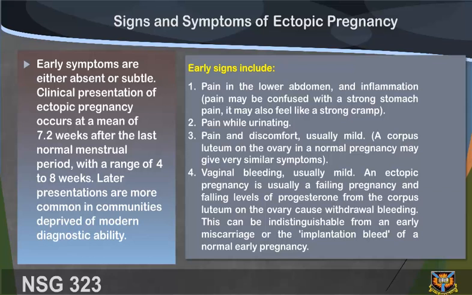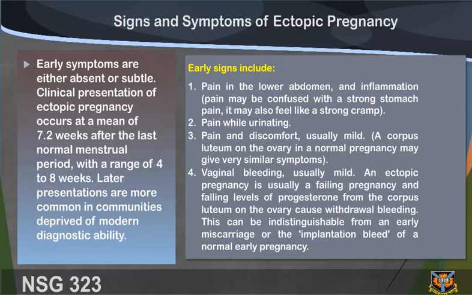Clinical presentation of ectopic pregnancy occurs at a mean of 7.2 weeks after the last normal menstrual period, with a range of 4 to 8 weeks. Later presentations are more common in communities deprived of modern diagnostic ability. Early signs include: 1. Pain in the lower abdomen and inflammation. Pain may be confused with a strong stomach pain. It may also feel like a strong cramp.